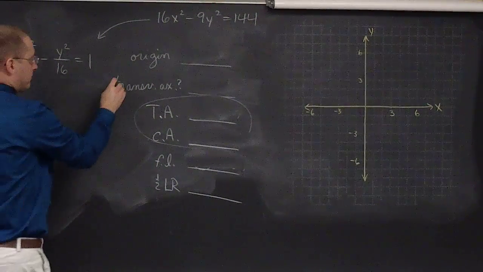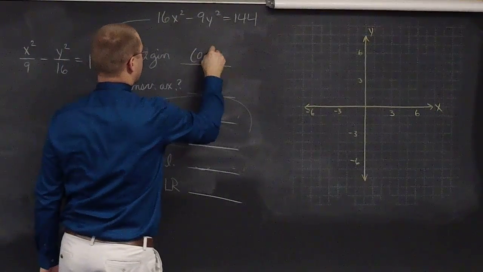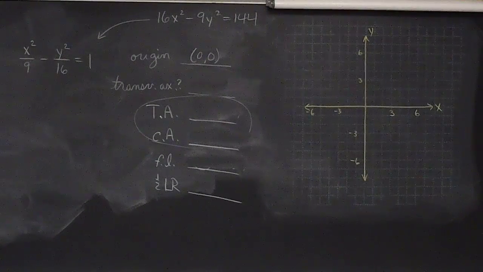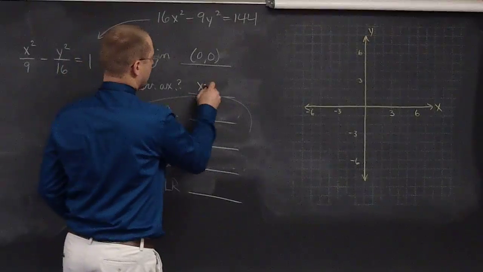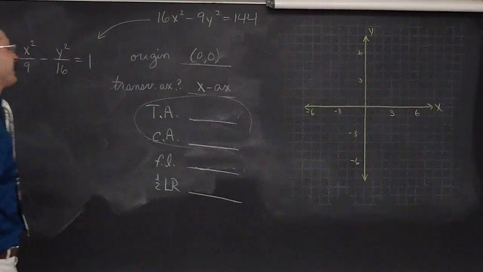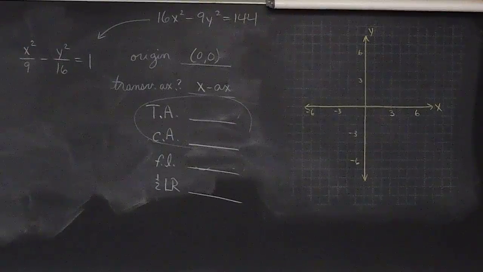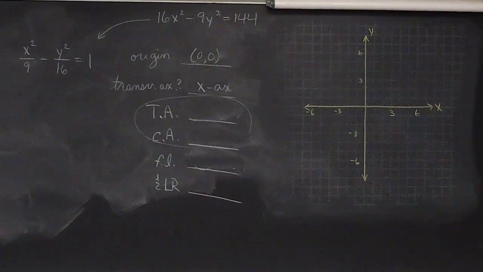Where's the origin? For now, that's going to be the case. Which axis is the transverse axis? Why? Because it's positive. Good, not correcting you, but asking why is it the x-axis? Because it's got the positive in front of it. It's maybe the smaller number, and it could be the bigger number. They could be the same number. It's whichever one happens to be positive.